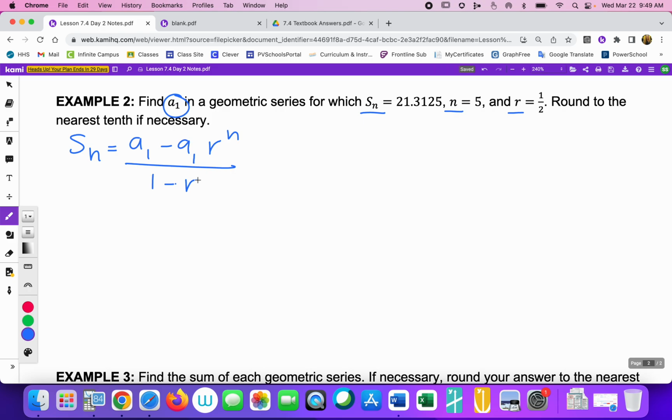Now, most common mistake I've seen is this A1 just disappears, so make sure that there are 2 in this form. The only time there isn't is in that second form of the formula that's still in that chart on the top of the first page. All right, that is AN, so that's different. Okay, so on the S side would be 21.3125. Now we're gonna do a couple steps, so don't write too big. A1 minus A1 times 1/2 power of 5 over 1 minus 1/2. I'm gonna zoom in a little bit so that's not so far away.